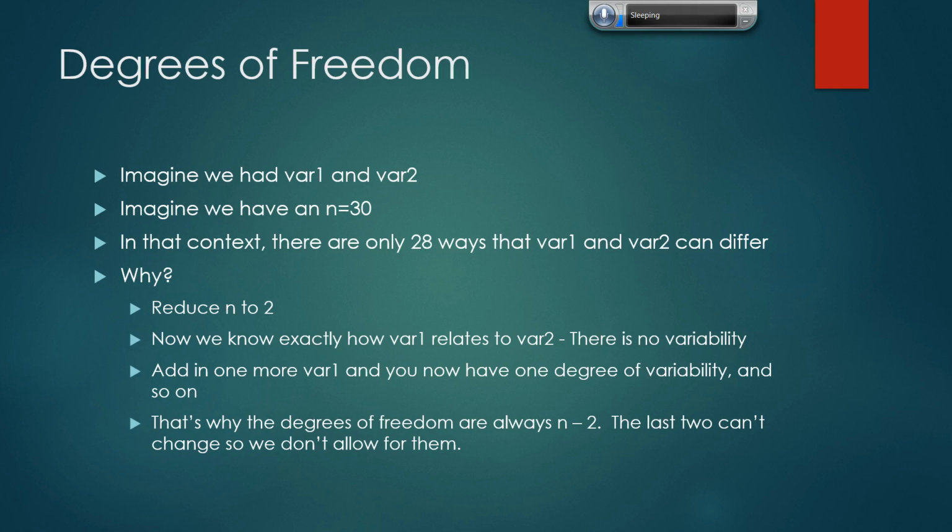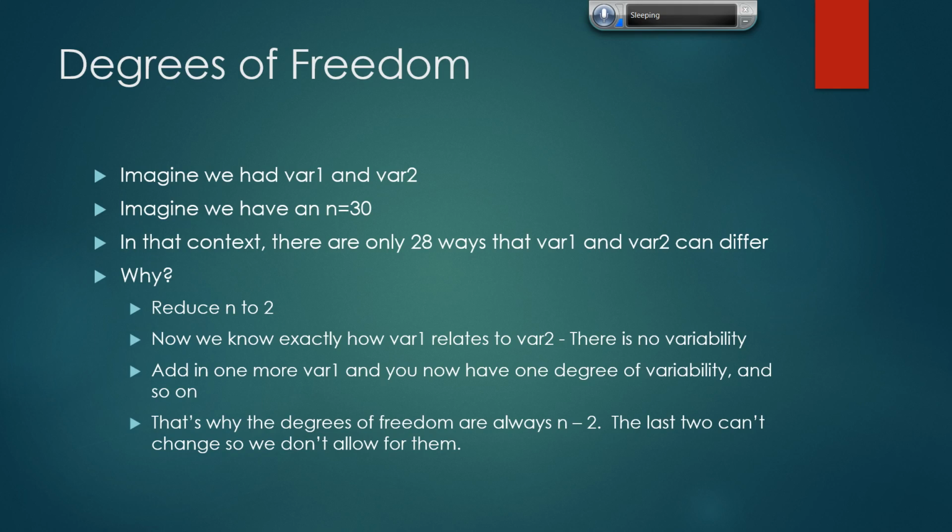But we do something funny when it comes to correlation coefficients, in the sense that we reduce the degrees of freedom by 2. Why do we reduce the degrees of freedom by 2? Well, let's see if I can come up with a simple way to explain that. Imagine we have an N of 30, so we have 30 respondents, and we're running a correlation coefficient between variable 1 and variable 2. In this context where we have 30, there are really only 28 ways that variable 1 and variable 2 can differ. Why is that? Let's imagine we take away 28 of our sample and we're down to 2. If we're down to 2, we know exactly how variable 1 and variable 2 are going to relate to each other. There's no variability left.